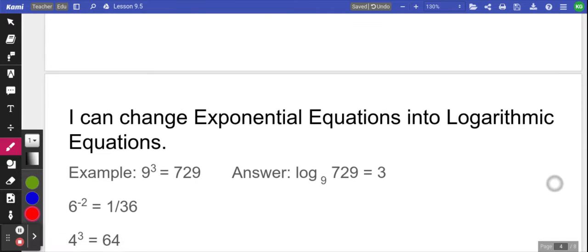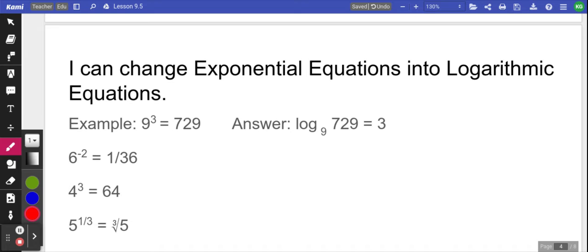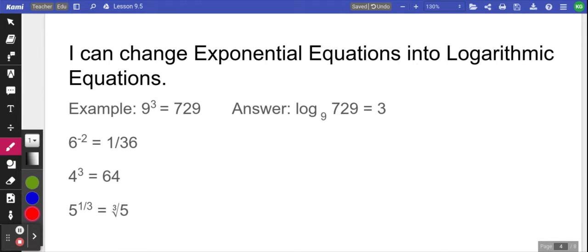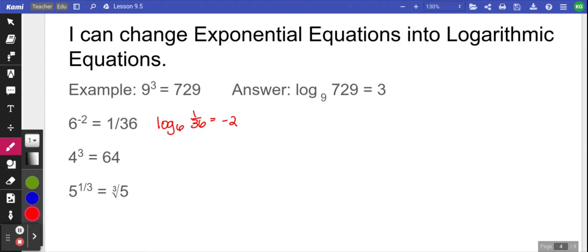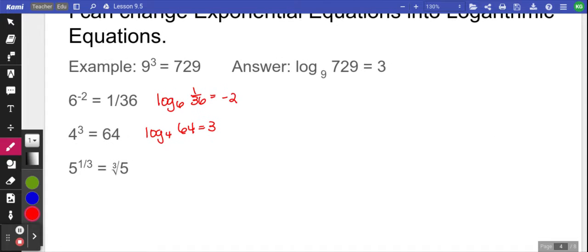Now we're going to be changing exponents back into logs. So changing 9 to the 3rd equals 729, we say log base 9 of 729 equals 3. This one I would say log base 6 of 1/36 equals -2. Log base 4 of 64 equals 3. Log base 5 of the cube root of 5 equals 1/3. So this number here stays on the side, and these two switch is what we're doing for these.